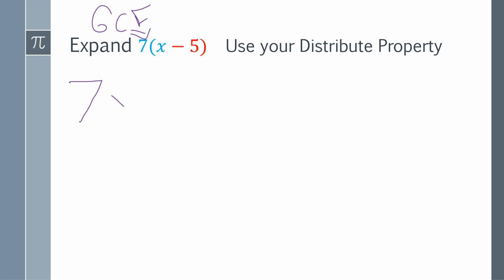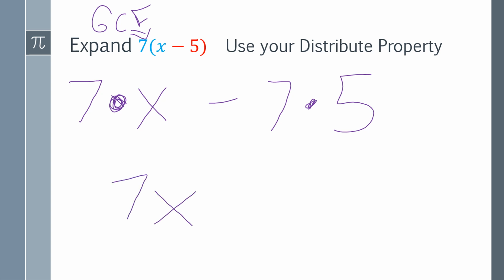So 7 times x minus, 7, I'm tripping, sorry about that. Minus 7 times 5. So 7 times x is 7x. 7 times 5 is 35. But remember, there was a minus sign right there, so you put it right back where you had it. Whoop, there it is. You're done.